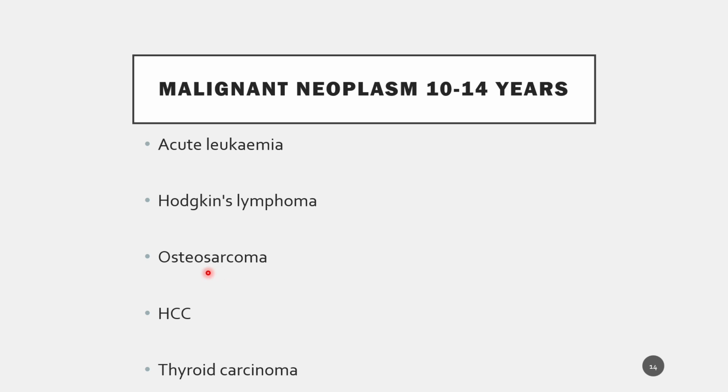Osteosarcoma is a malignant bone-forming tumor. In a bone, if the tumor is forming bone, then it is osteosarcoma. Hepatocellular carcinoma and thyroid carcinoma can also be seen in this age group. As the age advances, the chances of osteosarcoma and thyroid carcinoma are also greater.